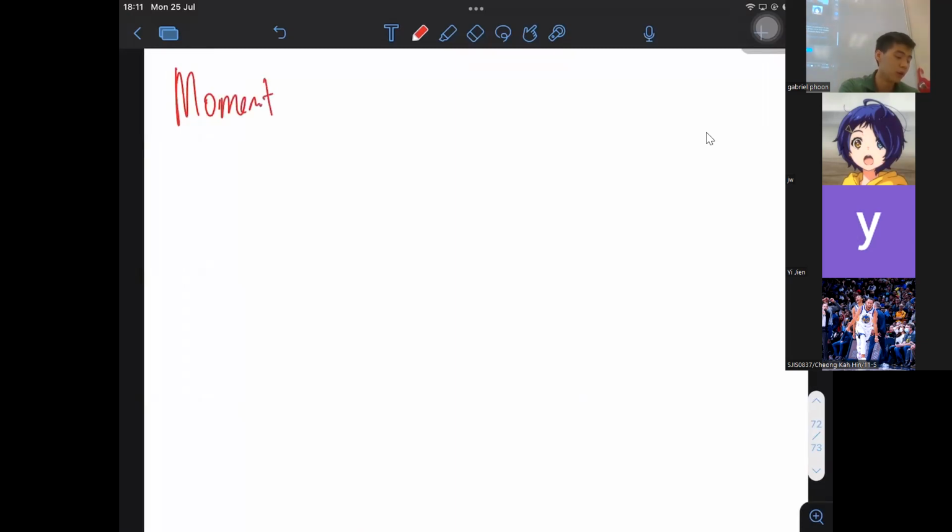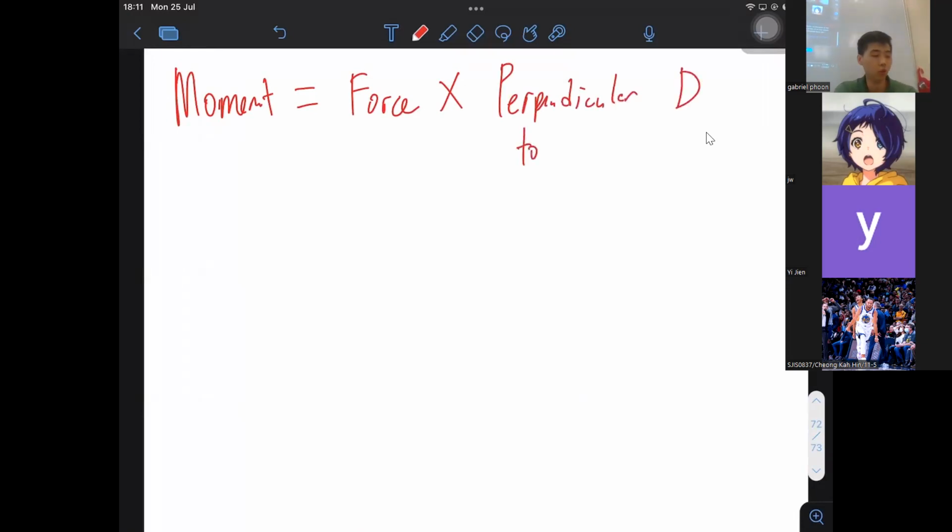Okay, that's the formula. Moment is force multiplied by perpendicular distance to the what? To the pivot, guys. Very, very important. It is always towards the pivot. So from here, if your IGCSEs is ever going to ask you to define a moment, guys, I want you to know that a moment is supposed to be a force that causes a turning effect.